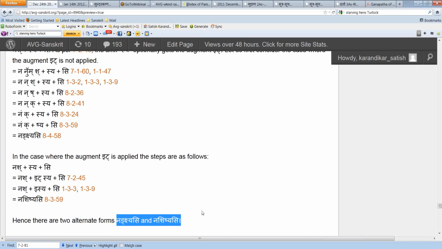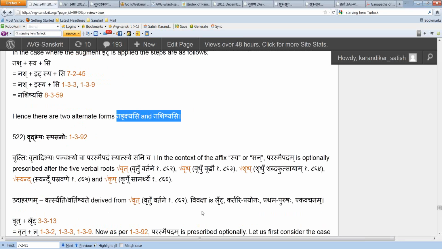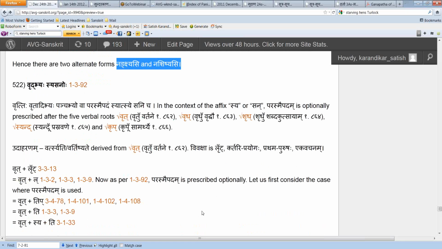Now, let's look at this dhatu vrittu vartane. Another important dhatu, like vartate, means to exist, to be, to conduct oneself. Now what's special about this dhatu? Why do we need to look at this dhatu specially? Well, the special thing is that look at the number of this sutram: 1392. Switching gears, we're going to 1392 now.